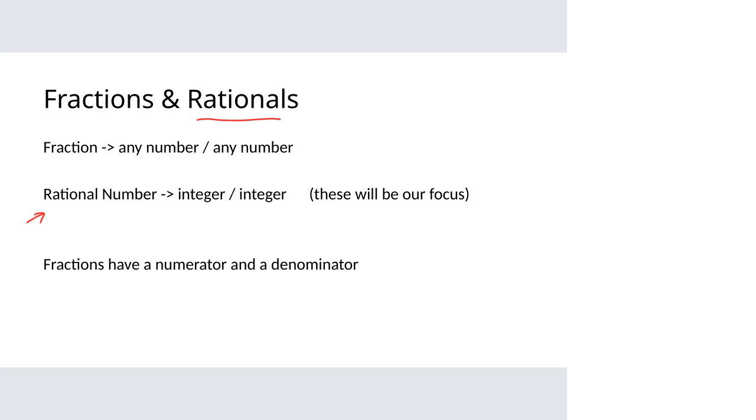An example of something that's a fraction but is not a rational number would be something like square root of 2 over 2. Square root of 2 is not a rational number. It's not a repeating or terminating decimal. It's an irrational number. So while this would count as a fraction, it doesn't count as a rational number. Rational numbers are integer on top, integer on the bottom, and that's where our primary focus is located.